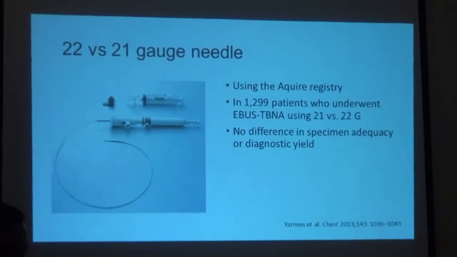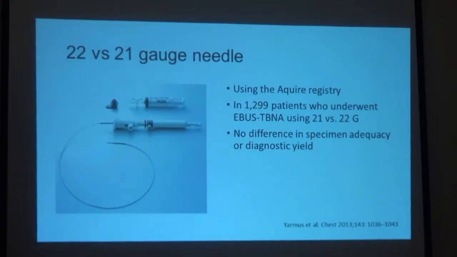And then there's a retrospective study that used the ACQUIRE registry. The ACQUIRE registry is a big registry that many centers contribute their cases to, and they document the procedure and outcomes. So using this registry with an analysis of 1,299 patients, comparing 21 and 22, there was also no difference in the outcome.